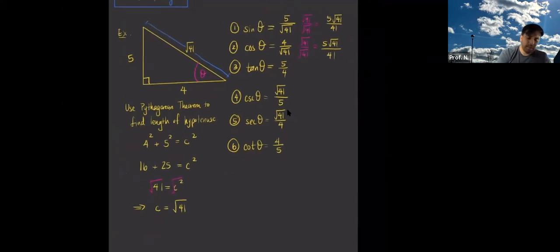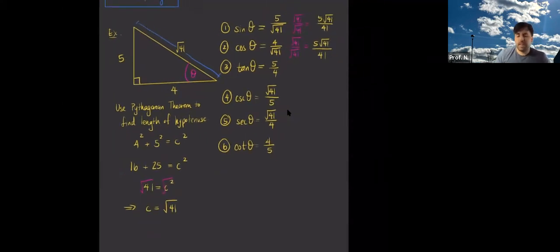So any questions about this? Finding sine, cosine, tangent, the reciprocal trig based upon a right triangle. Is that okay? Okay. No questions about that?